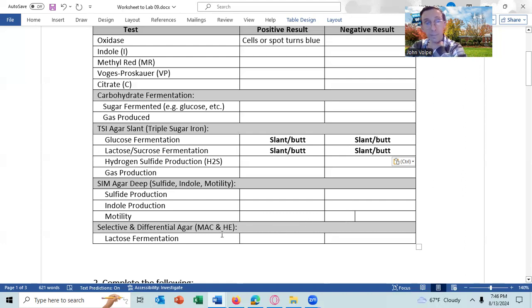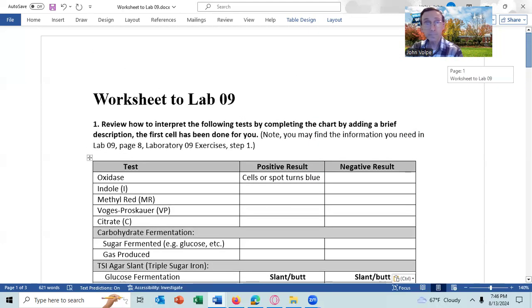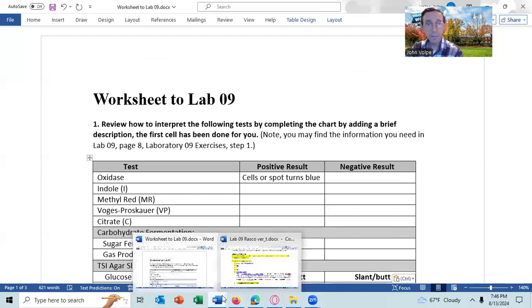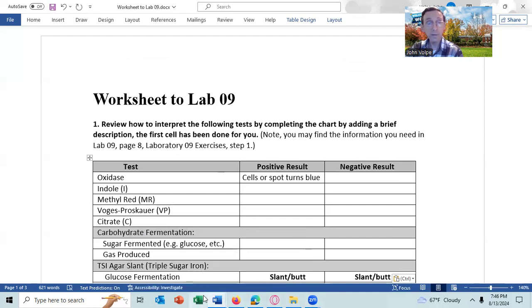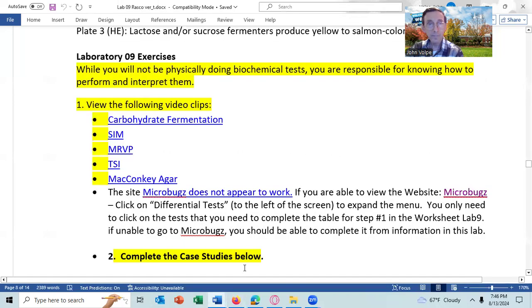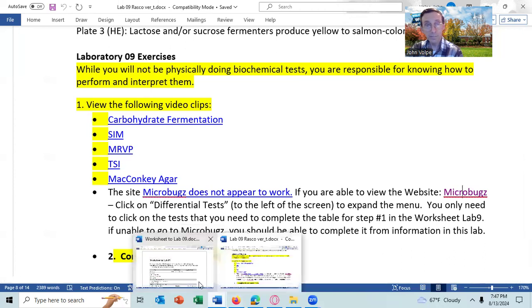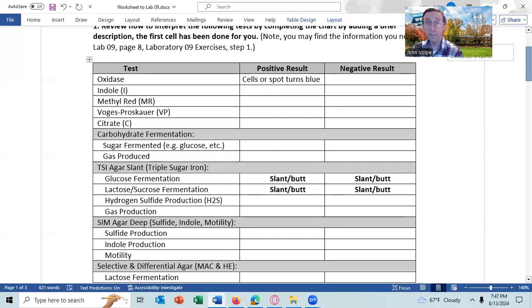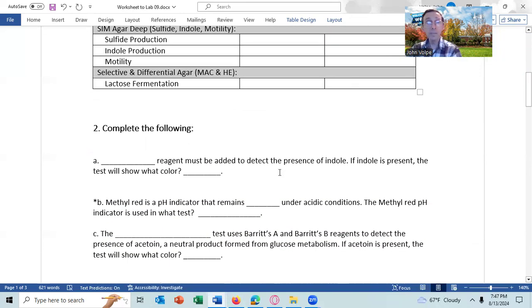So actually for all of these, the selective and differential agars from MacConkey's and HE, tell me the positive result if lactose is fermented and the negative result. You don't need the microbiology website because everything we've been talking about comes from this lab module. So you can use this lab module to fill in table 1. Any question about any of that? All right, then complete the following.